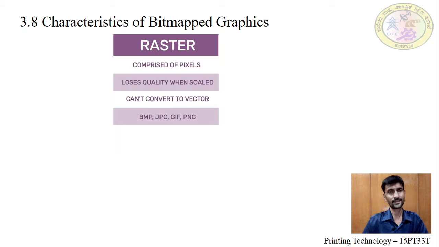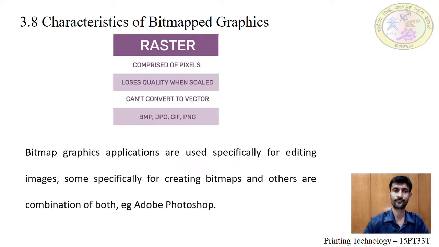The characteristics of a raster: it is made up of pixels. Once again, it loses quality when it is enlarged. Once it has been created, it cannot be converted into vector graphics. The file formats are BMP, JPEG, GIF and PNG.